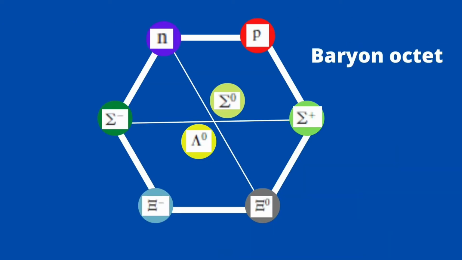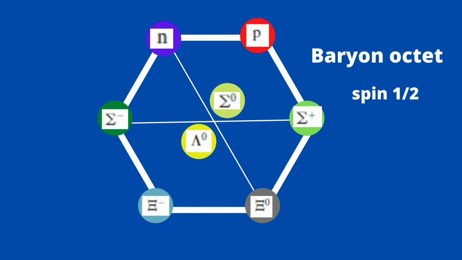First is the baryon octet. It is a group of 1 lambda that has 0 charge, 3 sigma that has positive, negative, and 0 charge, 2 xi hyperon that has 0 and negative charge, and 2 nucleon that has 0 and positive charge. The total of all the particles is 8. That is why it is called an octet. And all of them have the same spin number, which is 1/2.